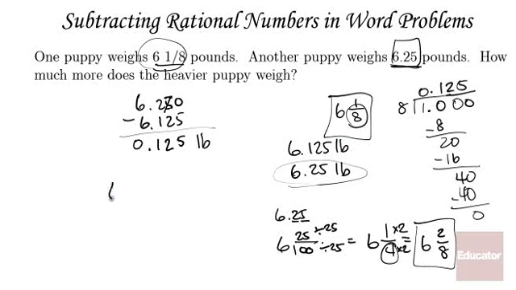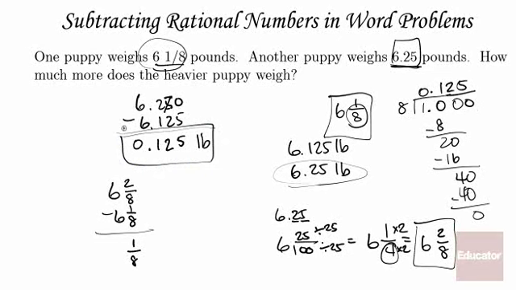So I can subtract 6 2/8 minus 6 1/8. 2 minus 1 is 1 over 8, and 6 minus 6 is 0. So I can either say the second puppy is 0.125 pounds heavier, or the second puppy is 1/8 pounds heavier.